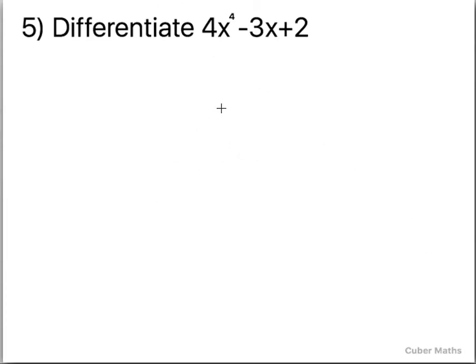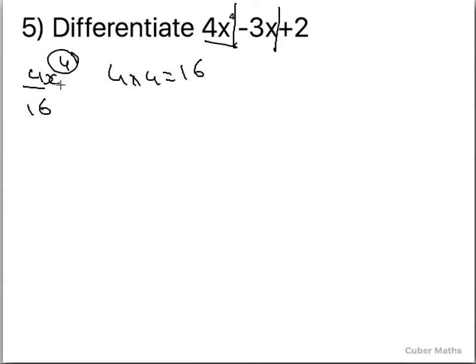Okay, so here we have our fifth problem, and it says differentiate 4x to the power of 4 minus 3x, add 2. Now if we split it again, we're going to split it down here, so we have 4x to the power of 4, and here so we have minus 3x plus 2. If we take our first bit, 4x to the power of 4, take our number in front and our power, 4 times by 4 is going to give us 16. Put that down here, and then if we take our power and minus 1, 4 take away 1, it's going to give us 3. So we're going to have 16x cubed.